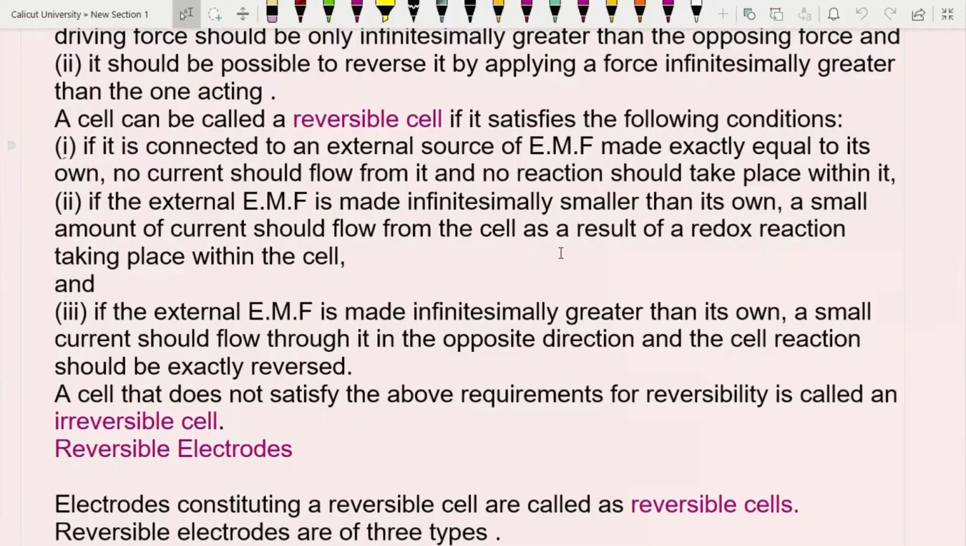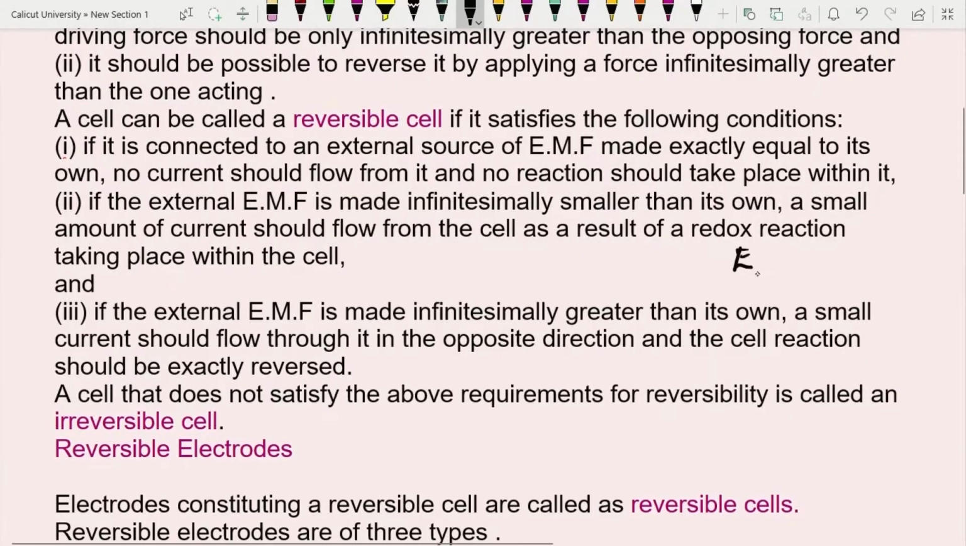Now, when we consider an electrochemical cell, the conditions are slightly different because we are concerned with the potential developed in the cell and the cell reaction occurring within the cell. So, here we are going to see what you mean by a reversible cell. A cell is said to be reversible if, first, it is connected to an EMF, a potential which is exactly equal to the cell potential.